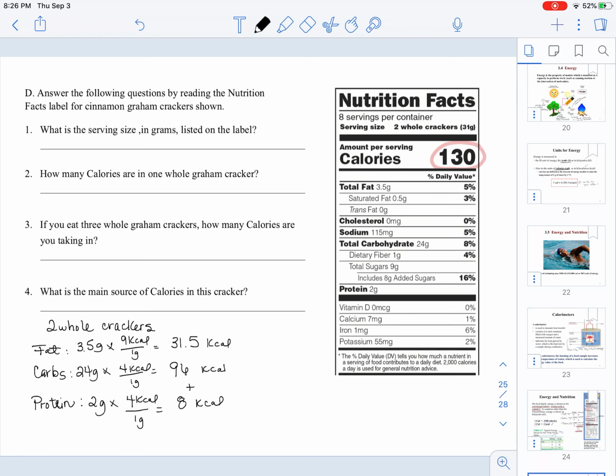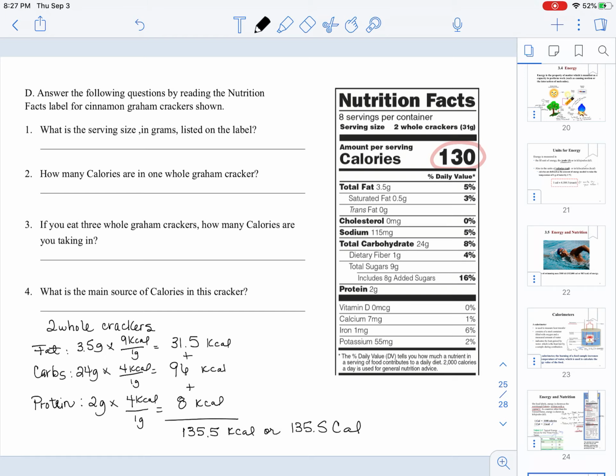Then we add these 3 amounts. When you add 31.5 to 96 plus 8, you notice that the total is 135.5 kilocalories. In other words, 135.5 nutritional calories. So understand that these food labels in the US are actually not regulated. So whatever number the food company decides to use, it has to be close to the one that is calculated. And as you can see, they actually put a number that is lower.